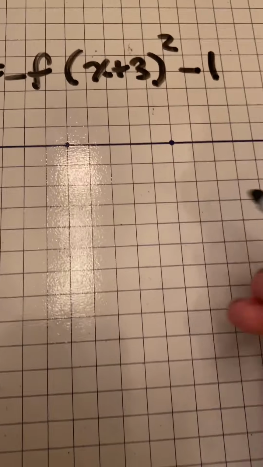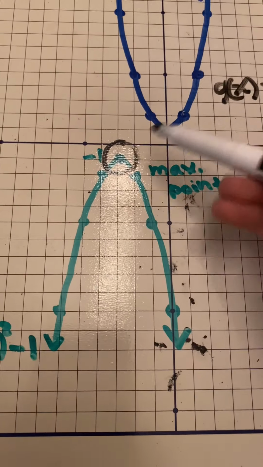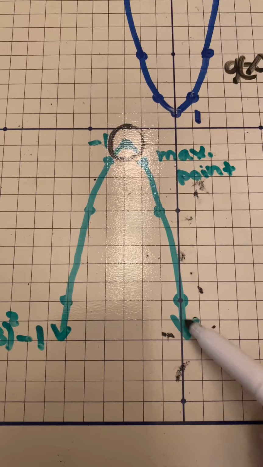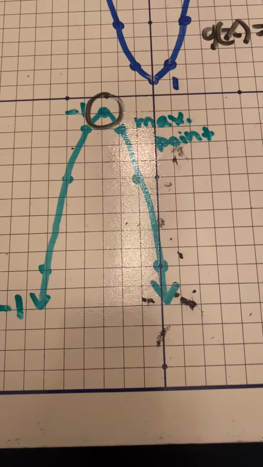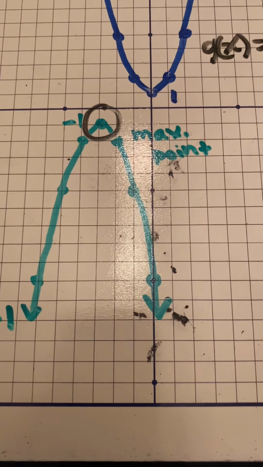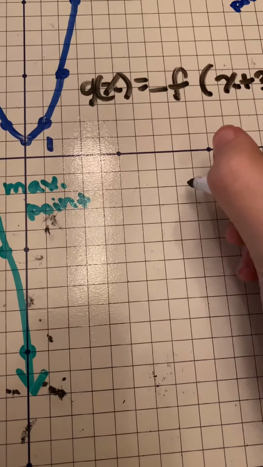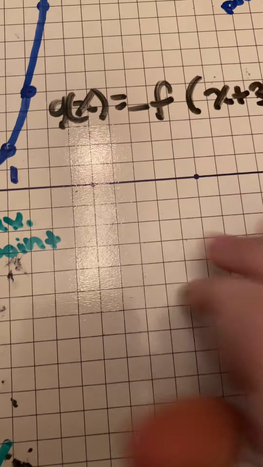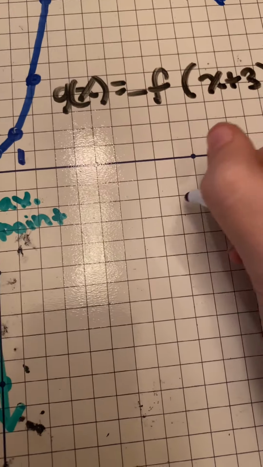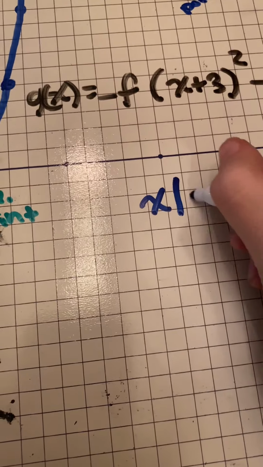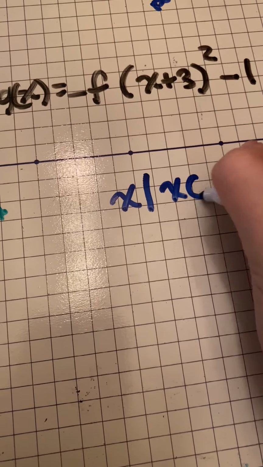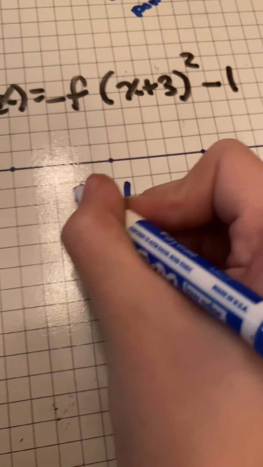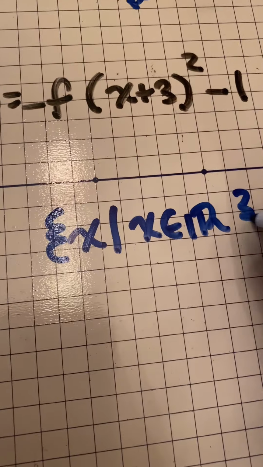So let's continue. We know that, like I said before, this is your maximum point. Since your parabola is continuous, your domain will eventually reach all real numbers. So we can say your x is an element of all real numbers. So that is your domain.